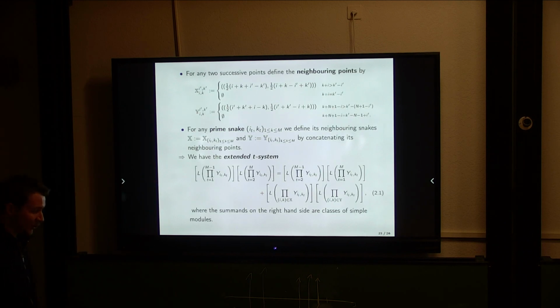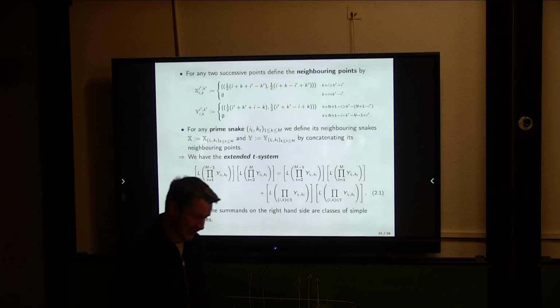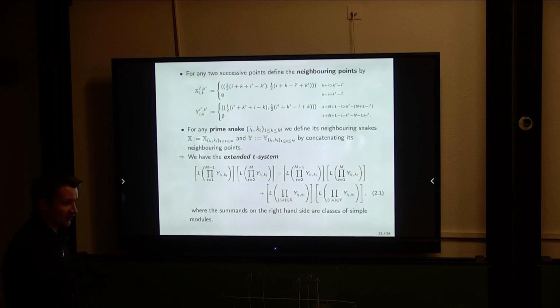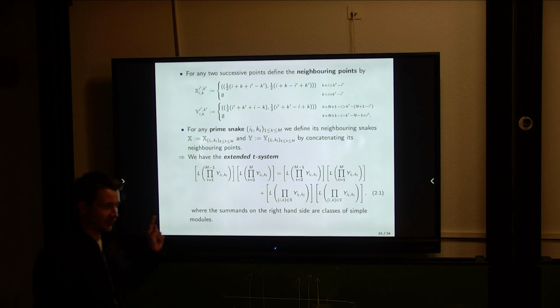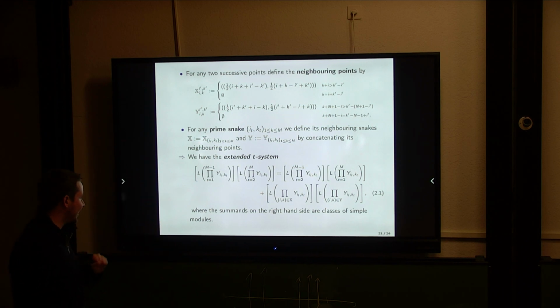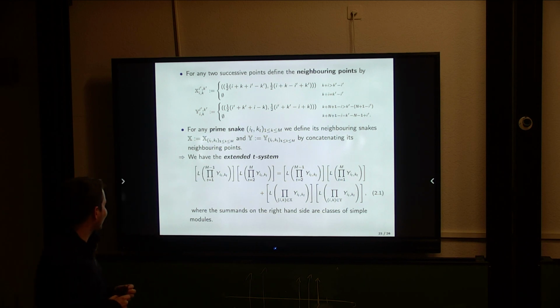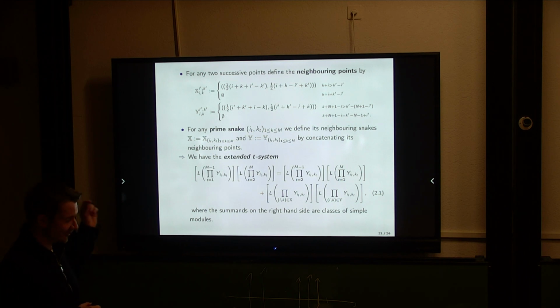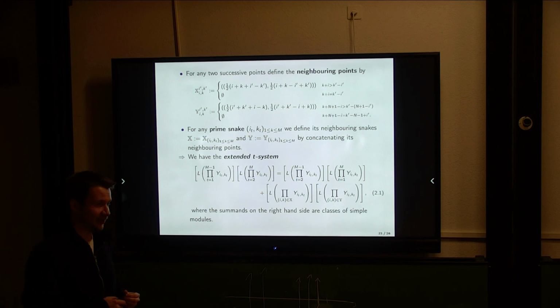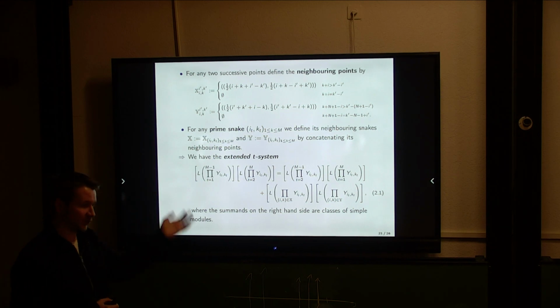Right. So what I want to do is write down some kind of relations, Schrödinger sequences, which are now Schrödinger sequences between these snake modules. And so what Mukin and Young did, they took the prime snake and wrote down these Schrödinger sequences. So what is that? First of all, for any prime snake, you can define neighboring snakes, actually two, one to the left and one to the right.